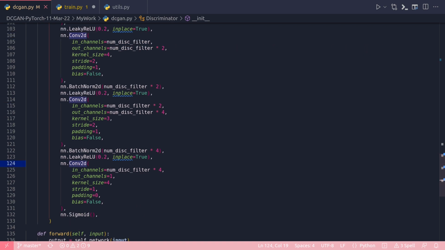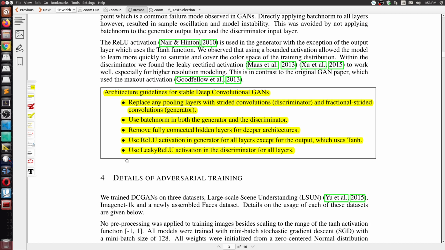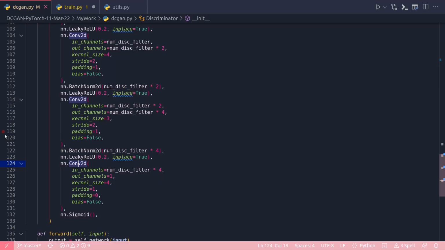3, 4. The original paper clearly says to use leaky ReLU activation in the discriminator for all layers, and to use strided convolution for the discriminator. And anything else? Batch norm. Yeah, obviously you have to use batch norm in both the generator and the discriminator. All right, now going back to my code.